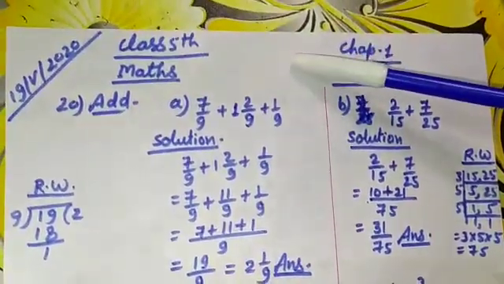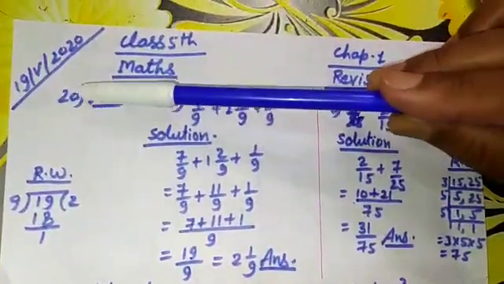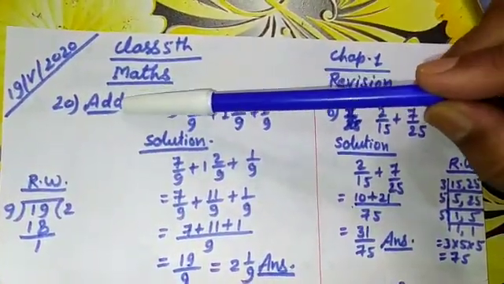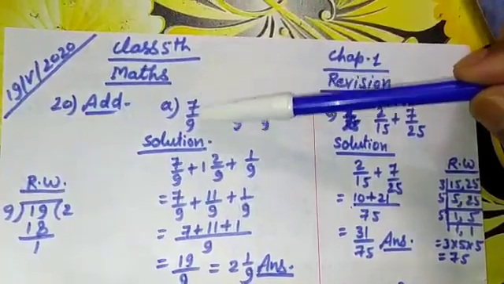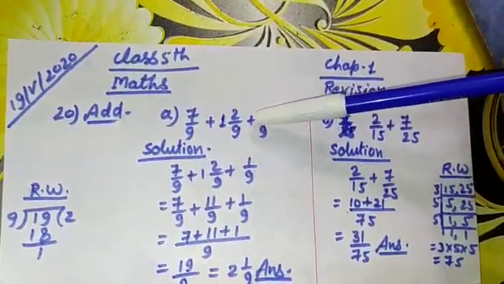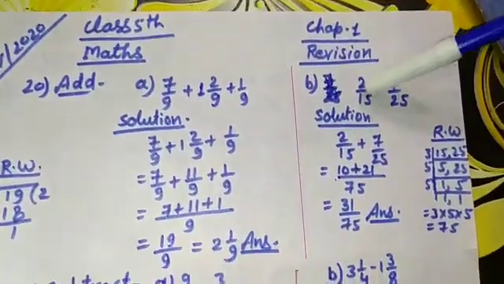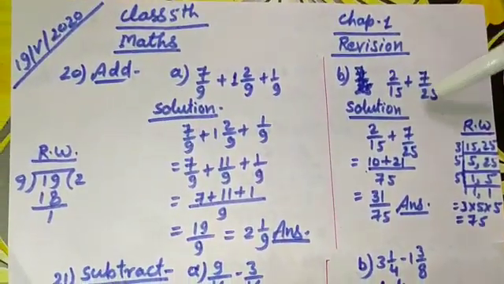Students, on previous days we had solved 19th sum. Today we will solve 20, which is 8. A: 7 upon 9 plus 1 whole 2 upon 9 plus 1 upon 9. B: 2 upon 15 plus 7 upon 25.